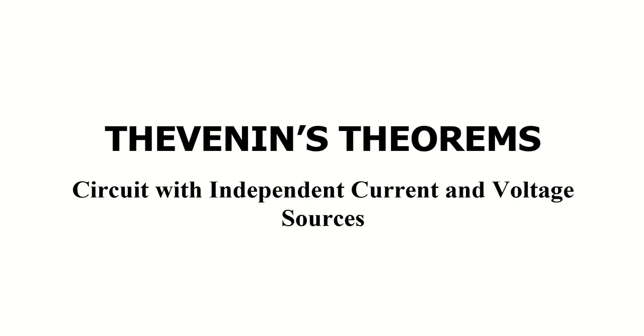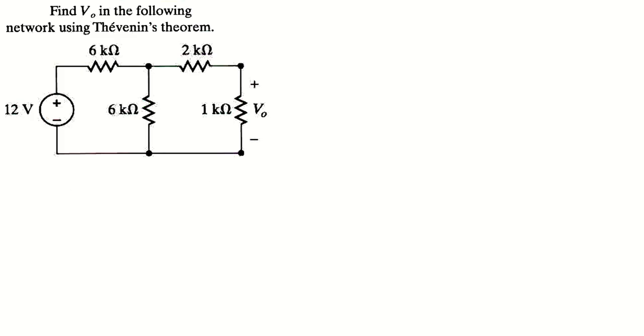Welcome back. So now let's start solving the circuits by using the Thevenin theorem. For example, we have a circuit and we want to calculate the V naught, the voltage drop across 1 kilo ohm using the Thevenin theorem.